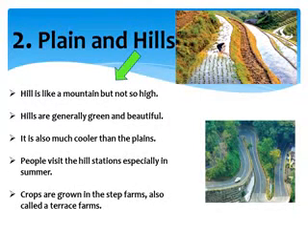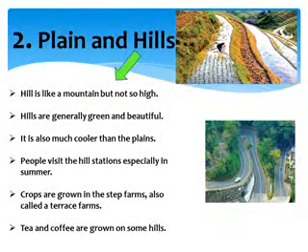Crops are grown in step forms, also called terrace farms. You can see this is called terrace farms, or step farms. So crops will be grown here. Tea and coffee are grown on some of the hills. So mostly in the hills, tea and coffee are grown. So we'll get tea and coffee from the hill station. If you see, mostly in Ooty, there will be more tea plants.